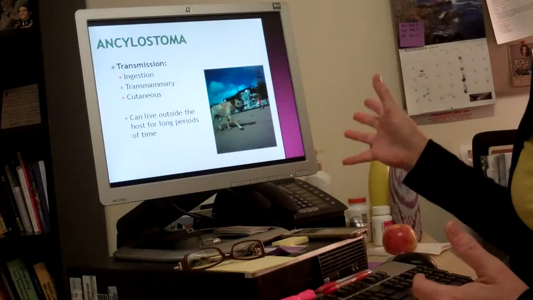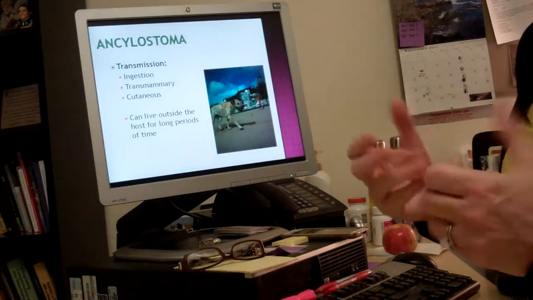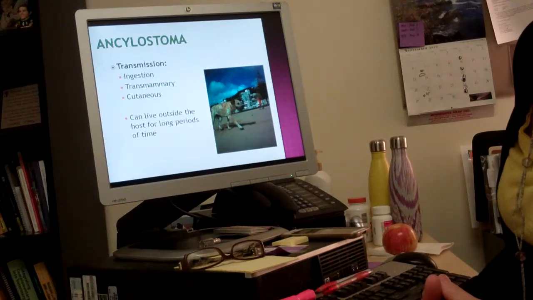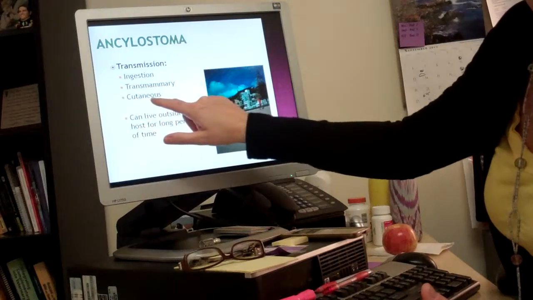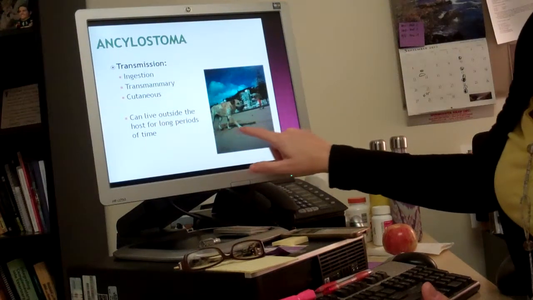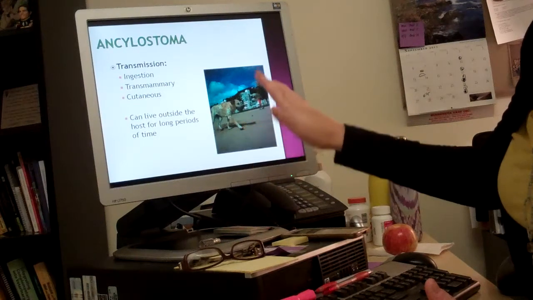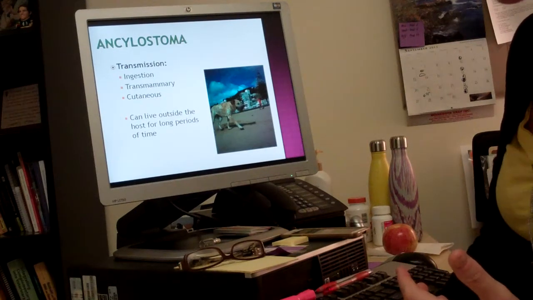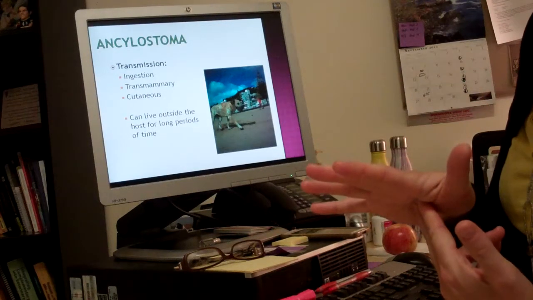So mom can give the larva that were woken up, what's that term? Hypobiosis, through pregnancy. But we also have a special one here, something new. If there is larva in the environment, and this dog walked on some of that in the infective stage, that larvated stage, the larvae have the ability to migrate through the skin.